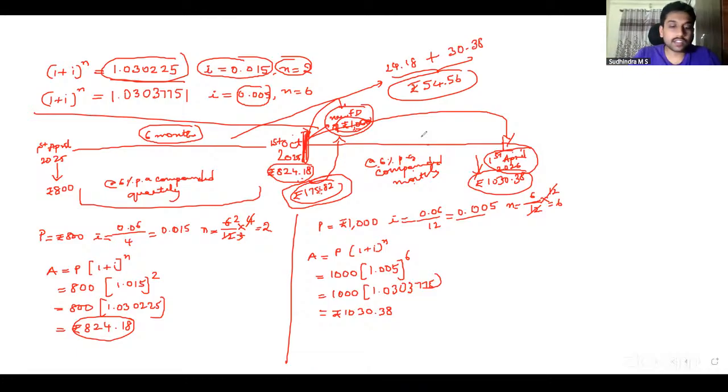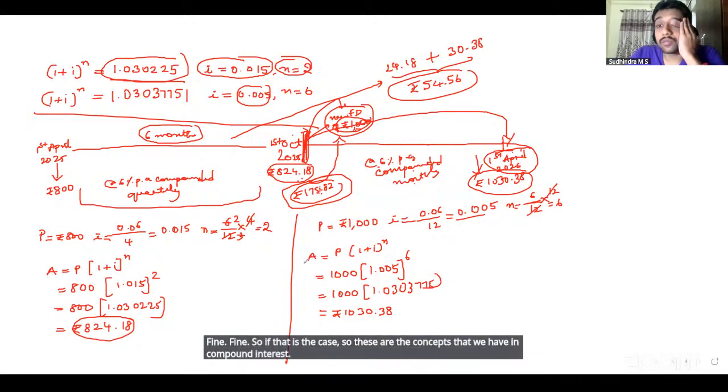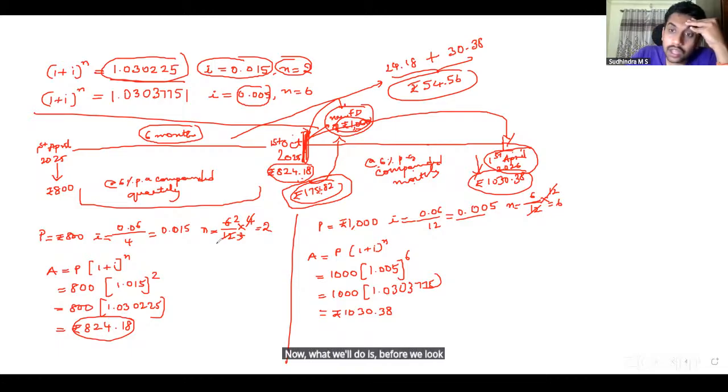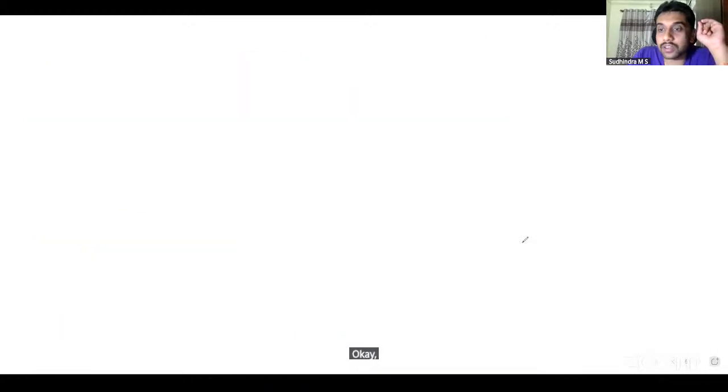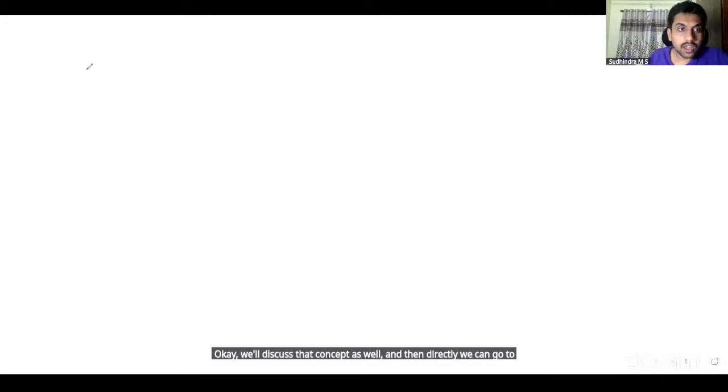Fine. So these are the concepts that we have in compound interest. Now before we look into the exercise questions, we have one more small concept here that we need to learn. We'll discuss that concept as well and then directly we can go to exercise questions.